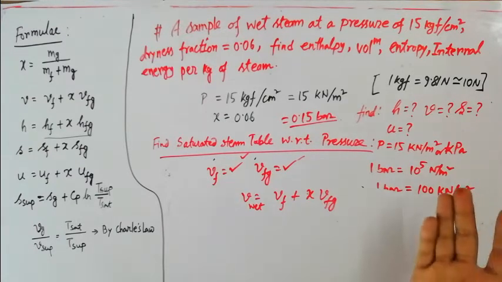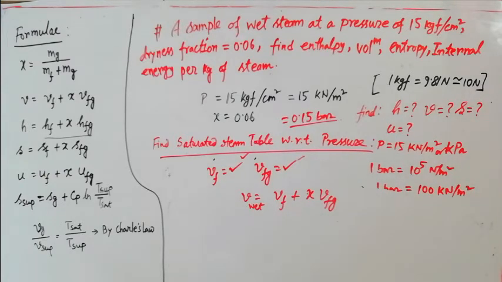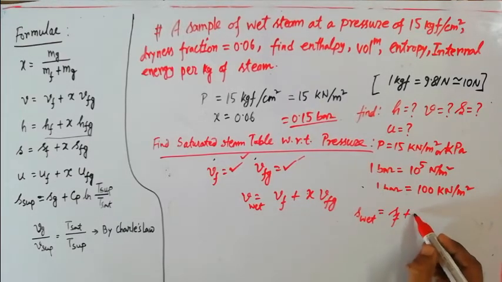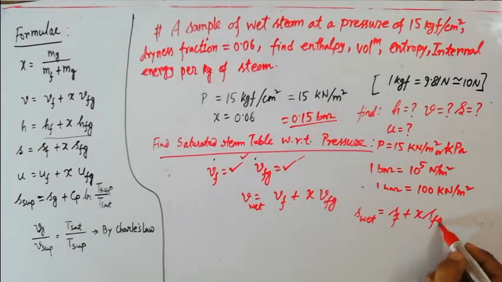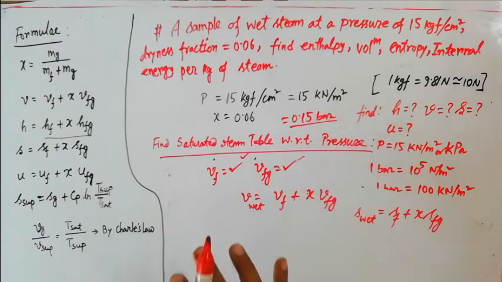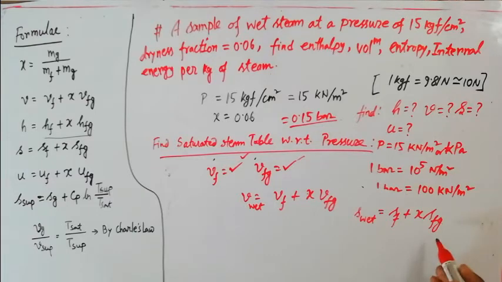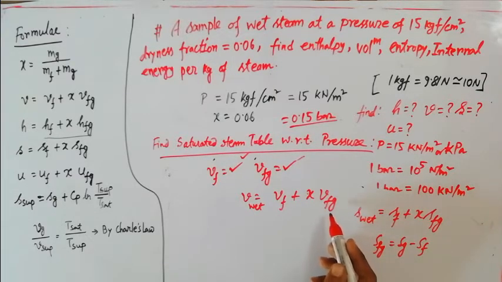Use those values here and get the results in the proper unit. Similarly, entropy can also be found in the same manner. That is, s wet equals sf plus x into sfg. Again, take those values from the steam table itself and put them here. The sfg value also will not be given, so sfg is nothing but sg minus sf. Similarly, here also vfg equals vg minus vf.